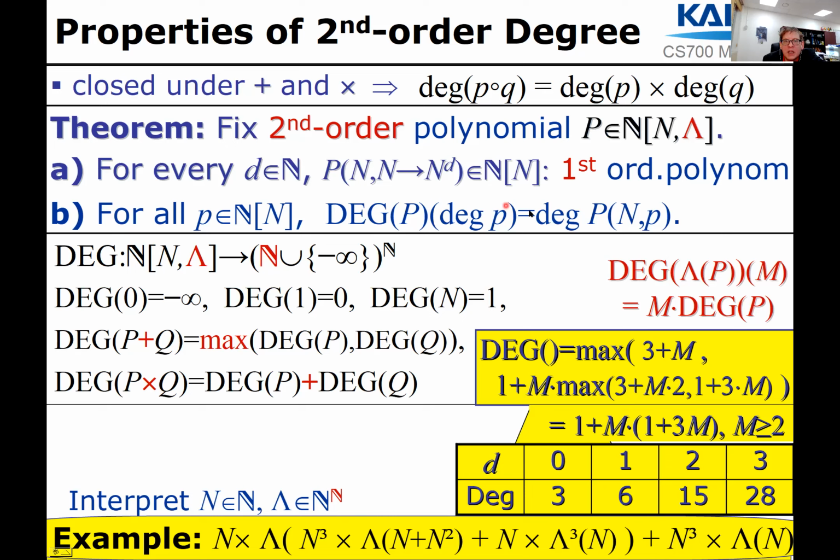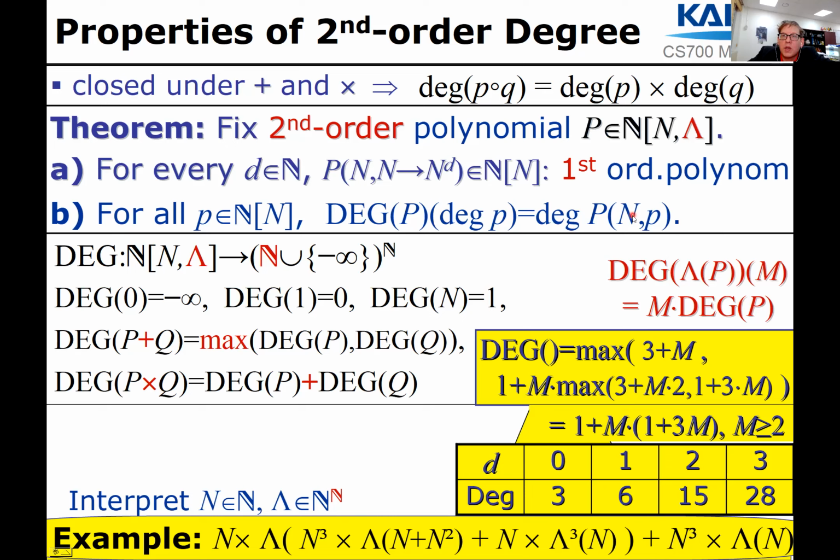The statement says this coincides with the first order degree of the first order polynomial where we fix the second order parameter to be the polynomial p. So this is now a polynomial here in one variable, n entering here, but n entering also here implicitly. And we know what the degree of this first order polynomial is.